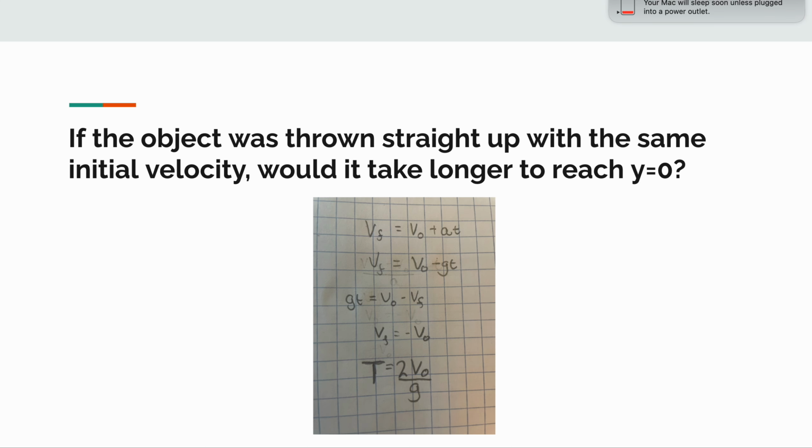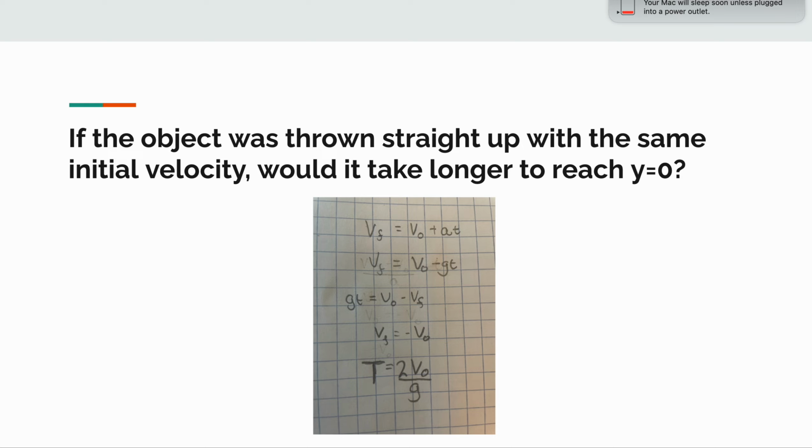If the object was thrown straight up with the same initial velocity, would it take longer to reach y equals 0? As you can see, I derived from the velocity update formula to get t equals 2 v sub 0 over g. This basically shows that the time it takes for y to equal 0 as the object comes back down is proportional to the initial velocity of the ball.